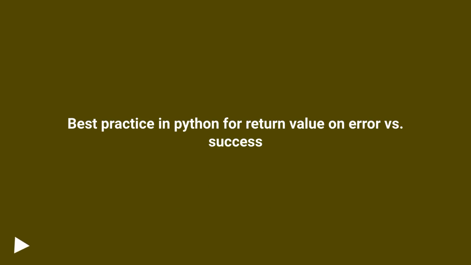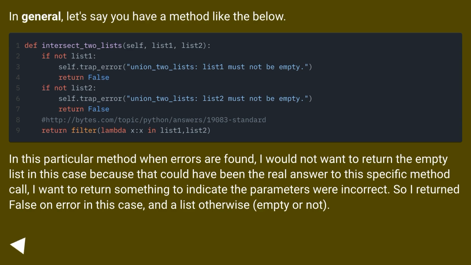Best practice in Python for return value on error versus success. In general, let's say you have a method like the below. In this particular method, when errors are found, I would not want to return the empty list, because that could have been the real answer to this specific method call. I want to return something to indicate the parameters were incorrect. So I return false on error in this case, and a list otherwise, empty or not.